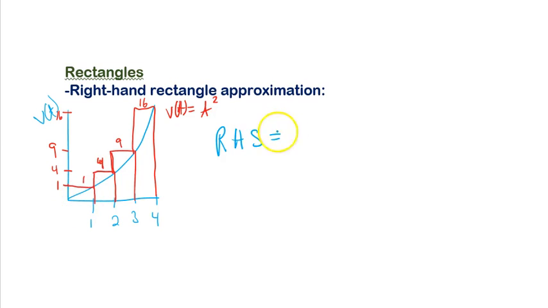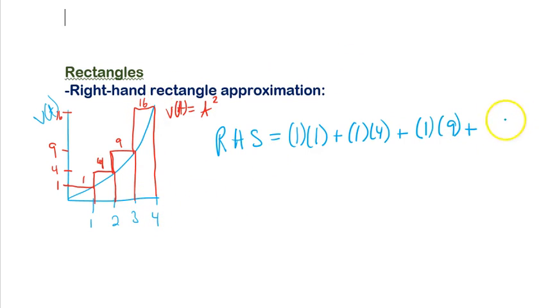The first one, 1 times 1. The second one, the base is 1, the height is 4. The third one, the base is 1, the height is 9. And the last one, the base is 1, the height is 16. So 1, 16. And so if I added all of those up, I'm going to get 30. So this train would have traveled 30 miles with that type of a setup.